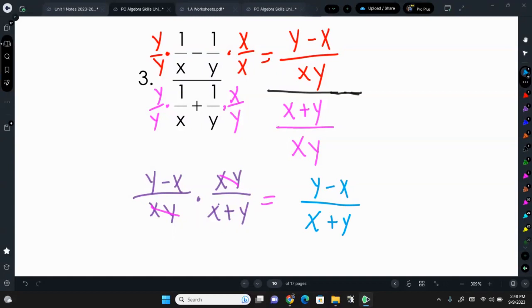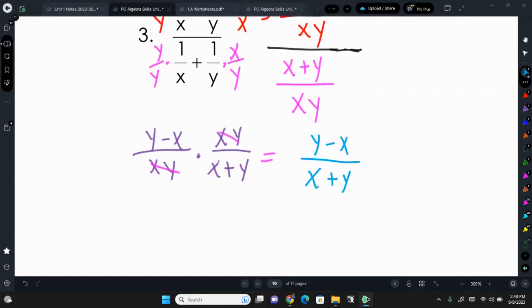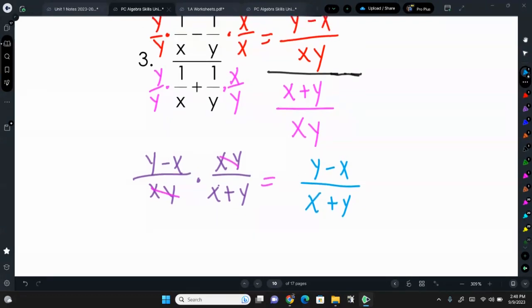And again, because we can do addition in a different order, the numerator could be negative x plus y if you wanted to do that, but this is perfectly acceptable as well. So much easier than the problem initially looked.